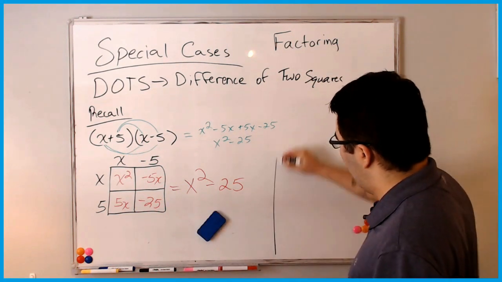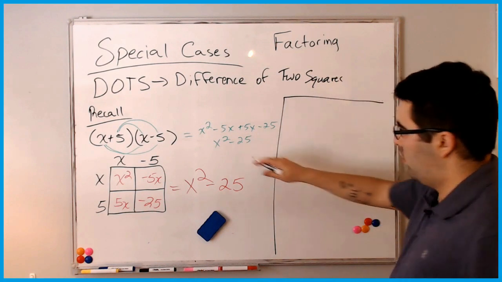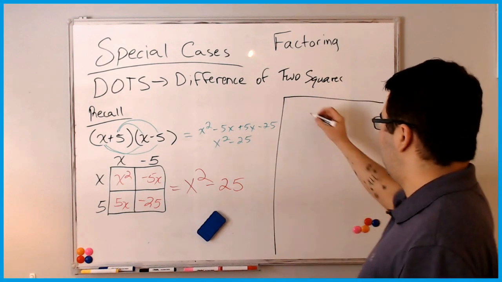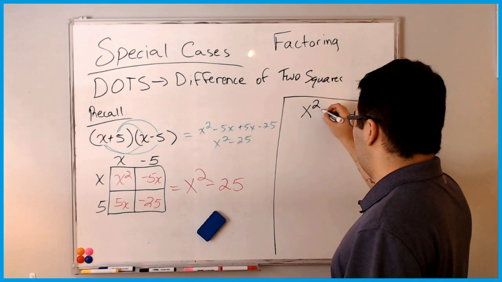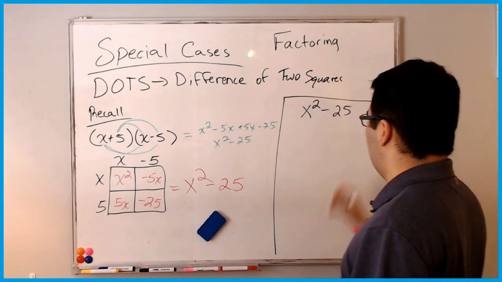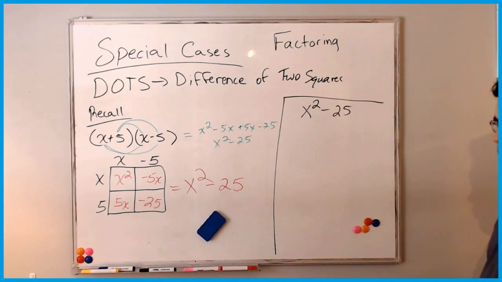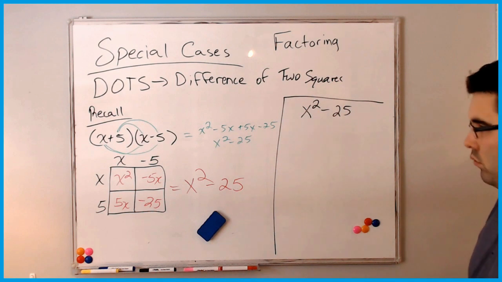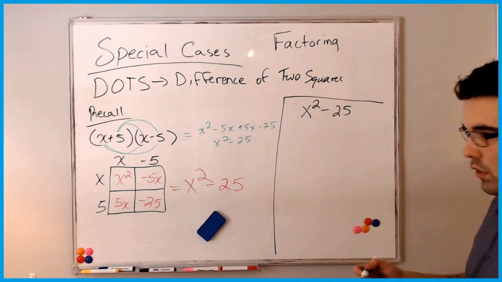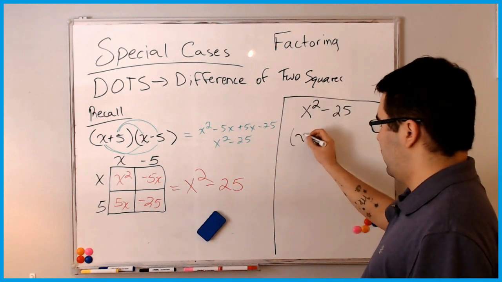Because if you recognize that you have this difference of two squares, like if I'm asked to factor this, then I look at that and I go, oh, it's a difference of two squares. Here's the answer.